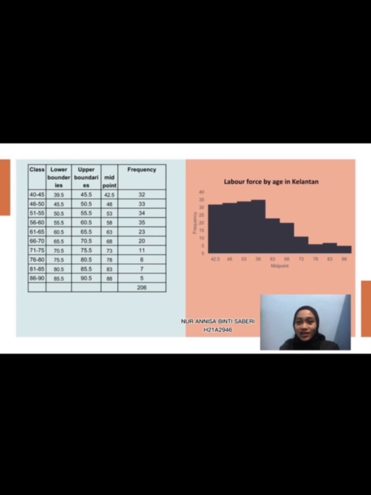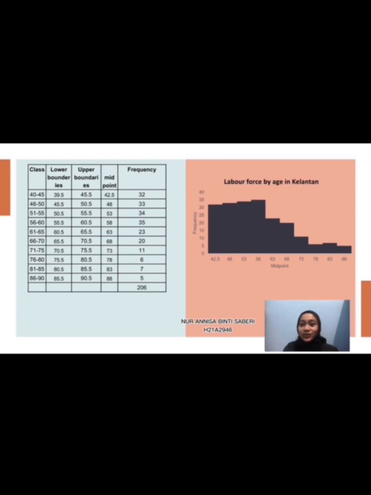So, as you can see on the slide, there is a table and histogram graph. On the table, there are class, lower boundaries, upper boundaries, midpoint, and frequency. Class is the number that separates classes without forming gaps between. Lower boundaries you can get if you take the lower limit minus 0.5, and upper boundaries you can get when you take the upper limit plus 0.5. The midpoint is lower class plus upper class divided by 2. Then you can get the midpoint.